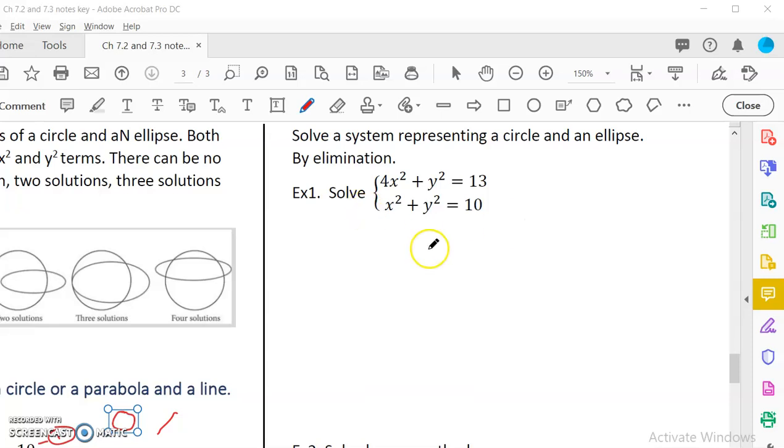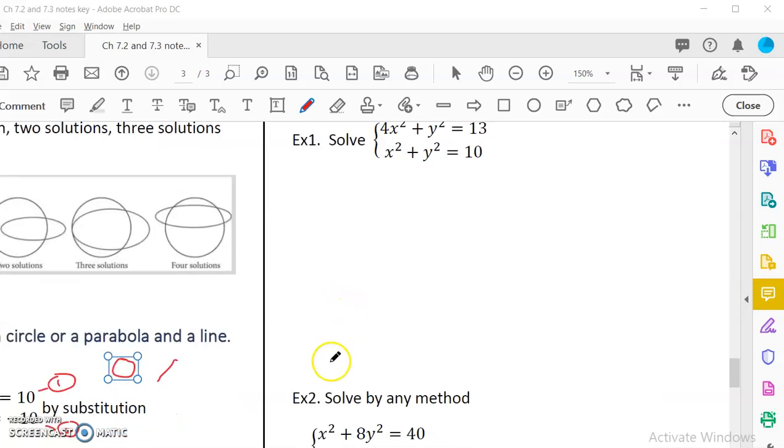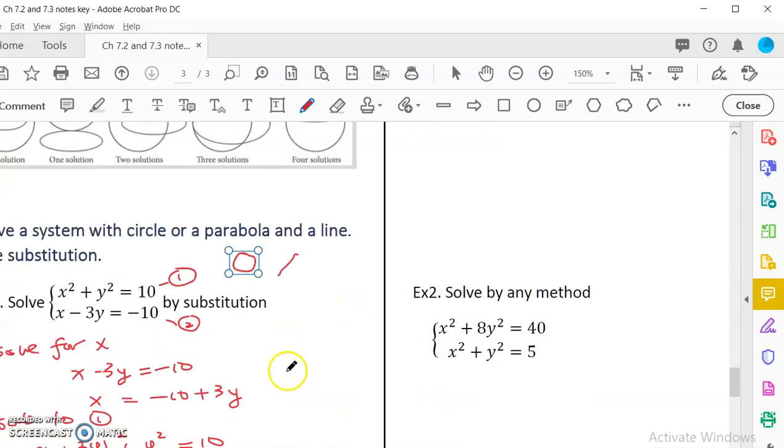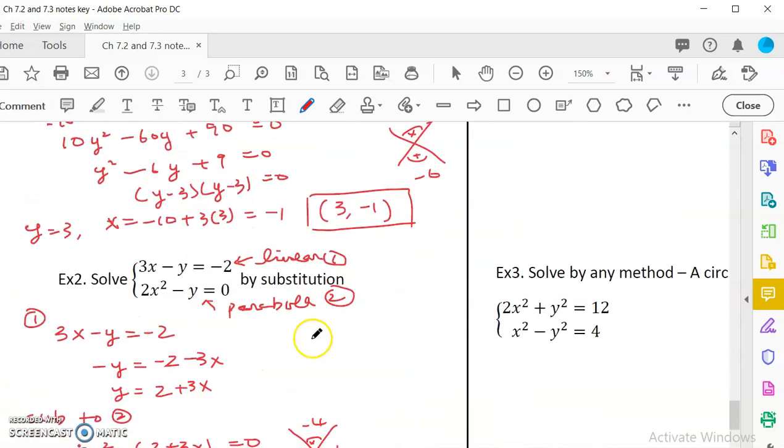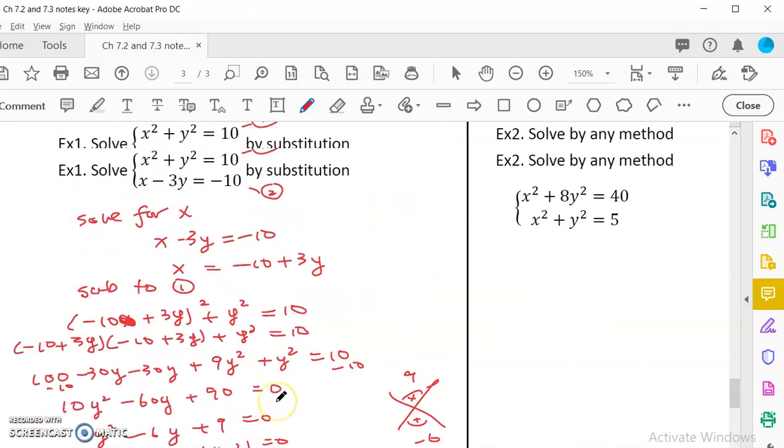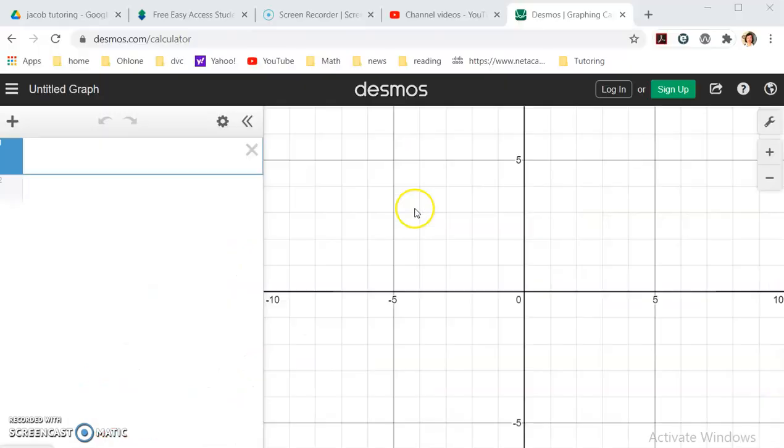In the last video, we talked about what happens if we have a parabola and a straight line, and we also talked about what happens if the system consists of a circle and a straight line, etc. And here we have a parabola and a straight line. So I just want to briefly go over the different types of graphs that we have.